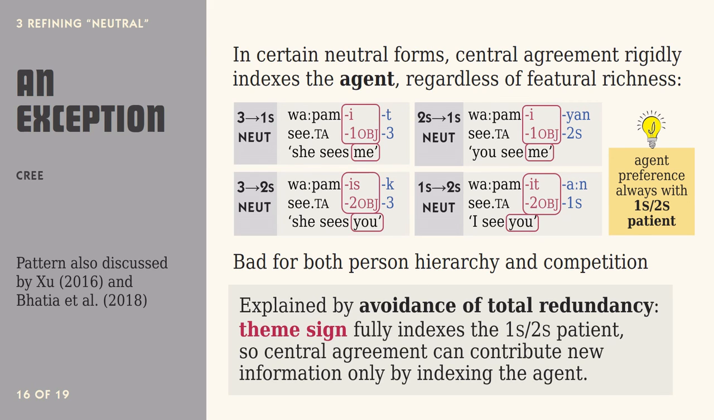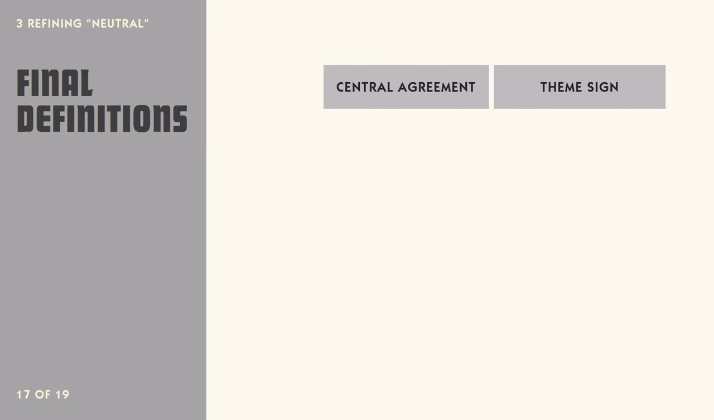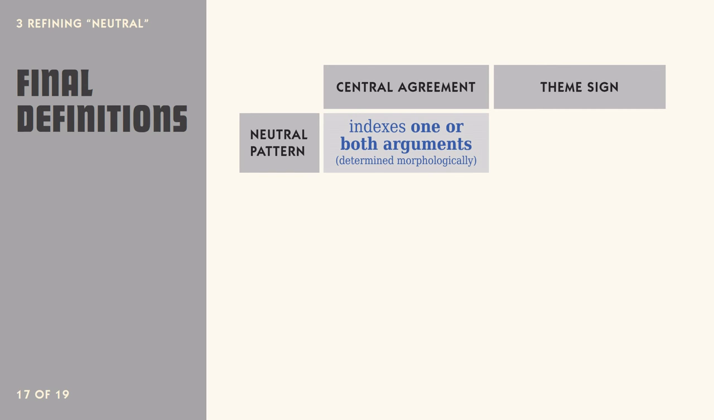In light of that discussion, here's a slightly refined set of definitions for the three transitive agreement patterns. In the neutral pattern, the central agreement indexes one or both arguments, and the theme sign indexes the patient. The precise outcome of central agreement is determined by shallow morphological factors, which can be summarized as two principles. Spell out as many features as possible, and don't be totally redundant.